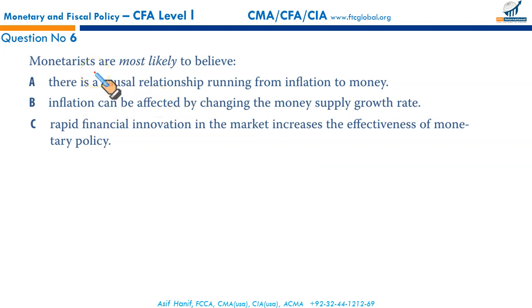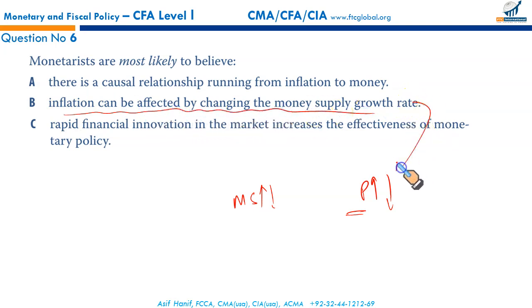Next question. Monetarists are most likely to believe... Well, by definition, monetarists believe that prices may be controlled by manipulating the money supply. So money supply can impact the price level. That's the belief of monetarists. So that means inflation, that's the price level, can be affected by changing the money supply growth rate. That makes B the correct option.